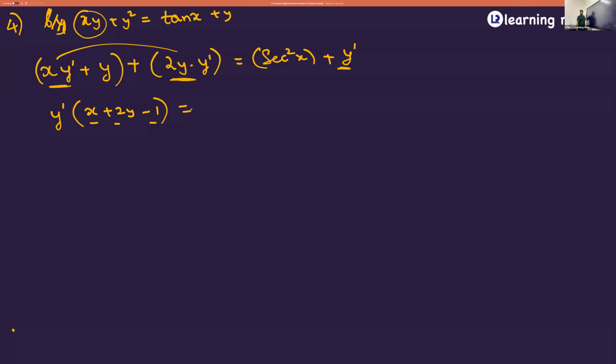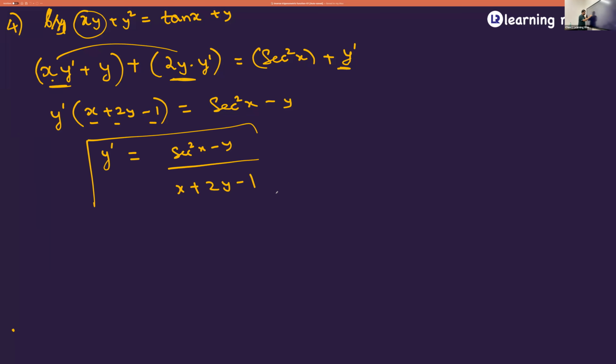Is equal to, I have secant squared of (x plus y). This y will go to the other side. So how to validate it? How many terms do you have? 1, 2, 3, 4, 5. Those 5 terms are rearranged as 3 and 2. Right? What will be the value of y dash? This is the answer: secant squared of (x plus y) minus y, divided by x plus 2y minus 1.